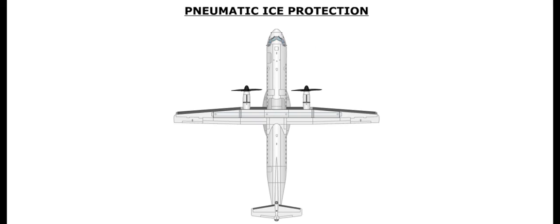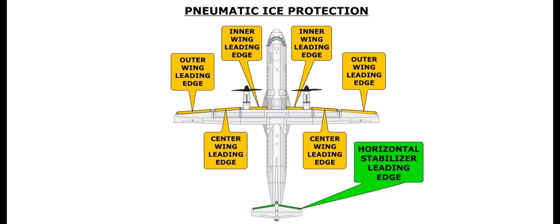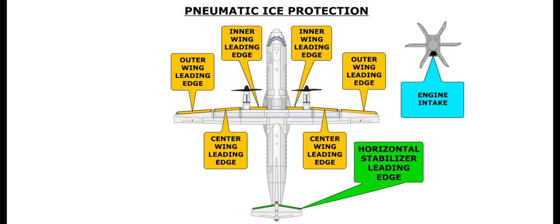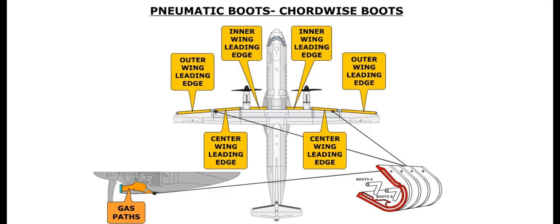Pneumatic air provides ice protection of the outer, center, and inner wing leading edges, the horizontal stabilizer leading edges, the engine air intakes, and the engine gas paths. These sections of the aircraft use pneumatic boots which are inflated, in order to break up the ice. There are two types of boots.